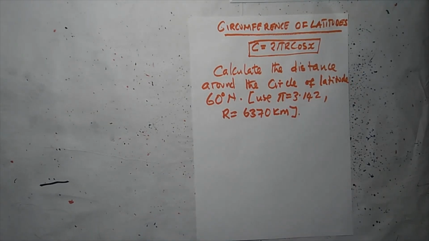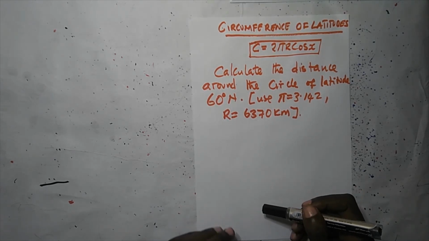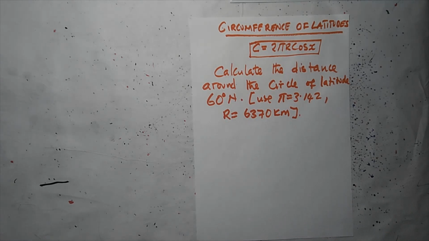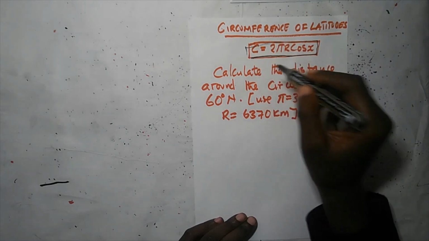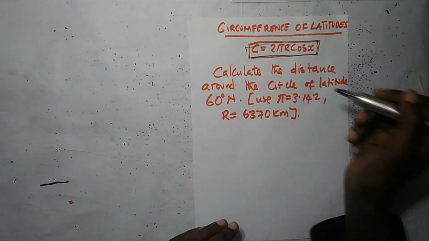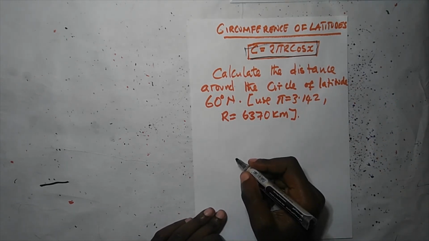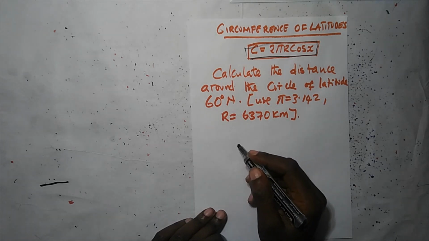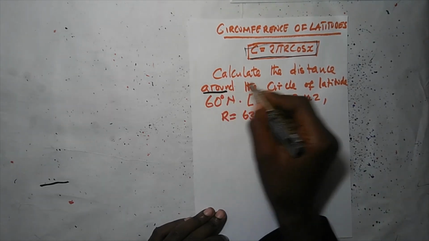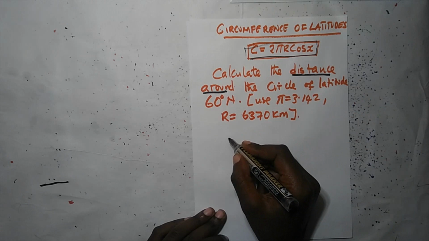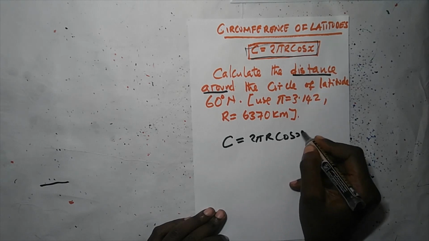We now look at the circumference of a latitude. Okay, so a latitude is a circle, and any circle has a circumference. The circumference of a latitude is given by this formula: C is equal to 2 pi r cos x. Here the question says calculate the distance around the circle of latitude 60 degrees north. This is asking us to calculate the circumference. So the formula for circumference is 2 pi r cos x.